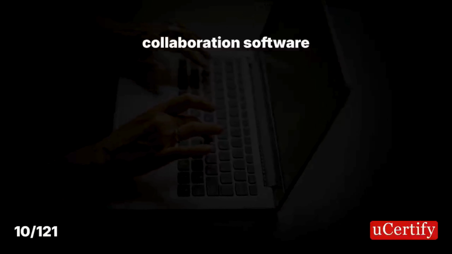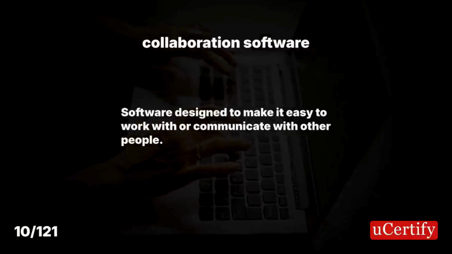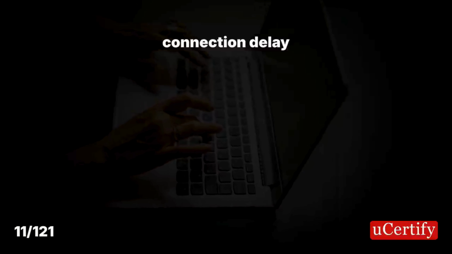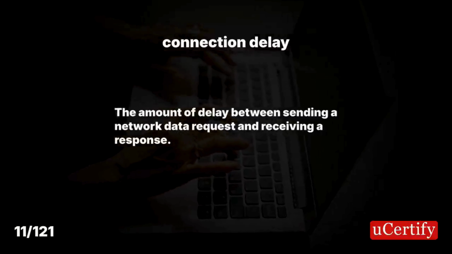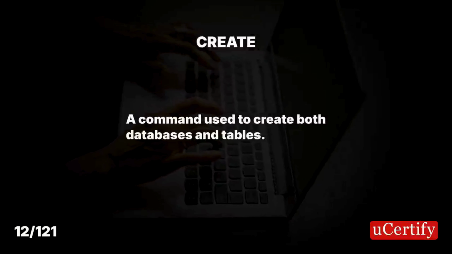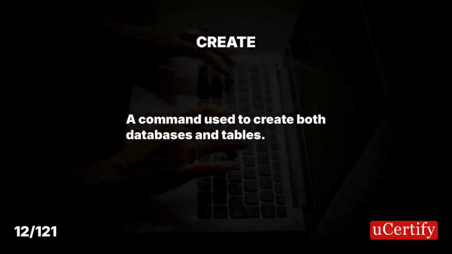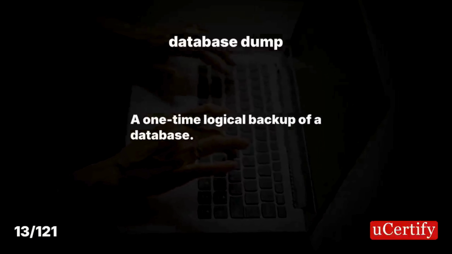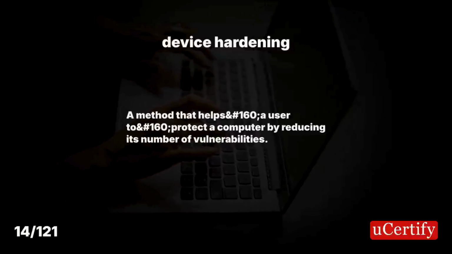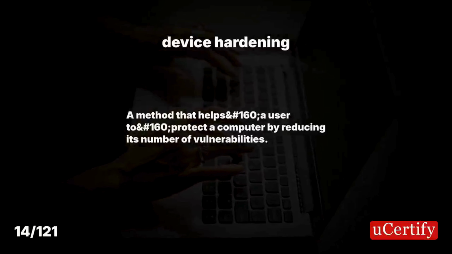Term: collaboration software. Definition: software designed to make it easy to work with or communicate with other people. Term: connection delay. Definition: the amount of delay between sending a network data request and receiving a response. Term: create. Definition: a command used to create both databases and tables. Term: database dump. Definition: a one-time logical backup of a database. Term: device hardening. Definition: a method that helps a user to protect a computer by reducing its number of vulnerabilities.